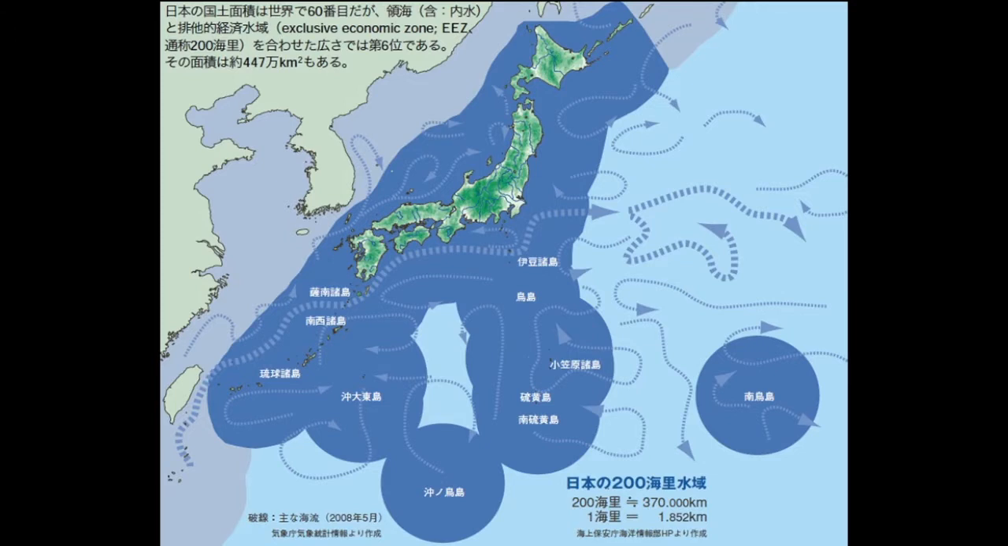Page 10. Japan's land area is the 60th of the world, but the area including the exclusive economic zone is the 6th, because Japan is surrounded by the sea.